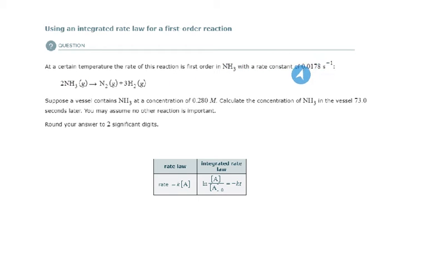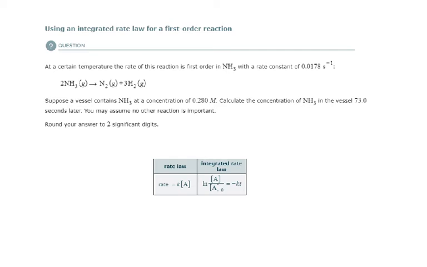this. So here's K. And of course they specified that at a certain temperature because K changes at varying temperatures, but will always be the same as long as the temperature doesn't change for this reaction. They say suppose a vessel contains ammonia at a concentration of this, so it's the initial concentration. Calculate the concentration of NH3 in the vessel 73 seconds later. So we may assume no other reaction is important.